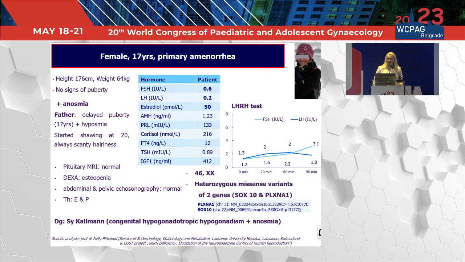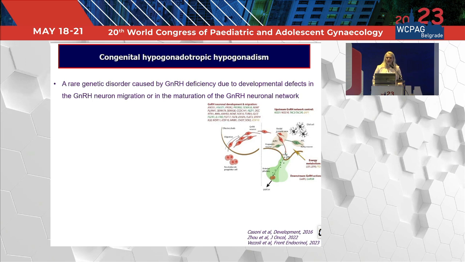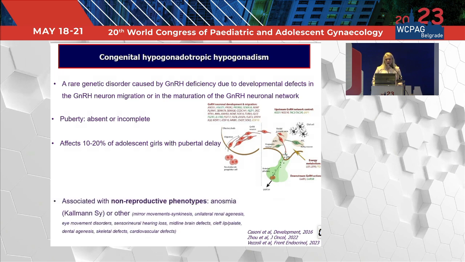We proved it also with genetic analysis. This patient was a carrier of two missense variants of two genes which are implicated in Kallmann syndrome. Kallmann syndrome or congenital hypogonadotropic hypogonadism is a rare genetic syndrome caused by GnRH deficiency. It affects 10 to 20% of females with pubertal delay, and in these patients, puberty may be completely absent or incomplete. In some patients, it is associated with non-reproductive abnormalities, like in our patient, it was hyposmia or anosmia, but other non-reproductive abnormalities can be present also.